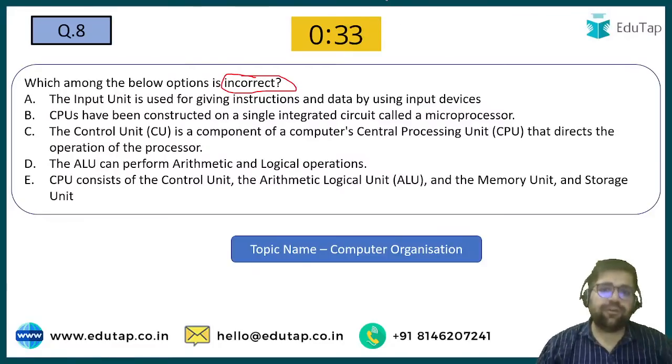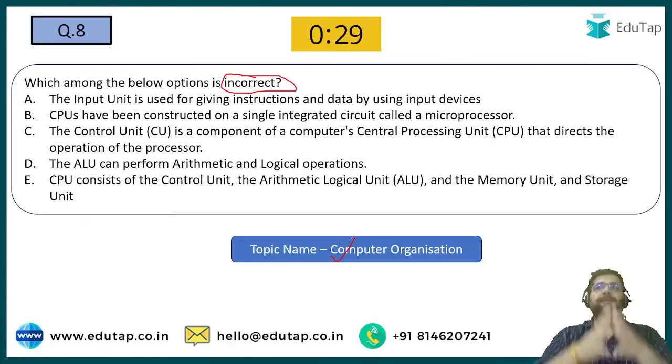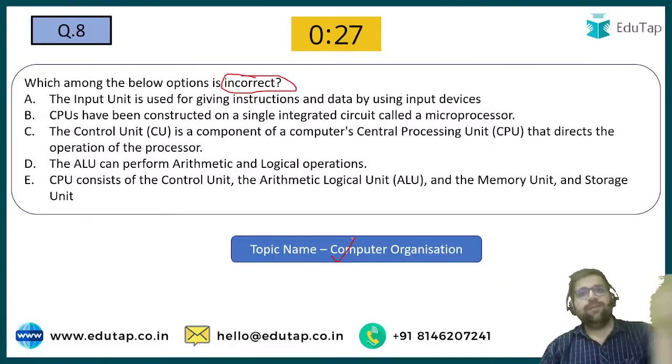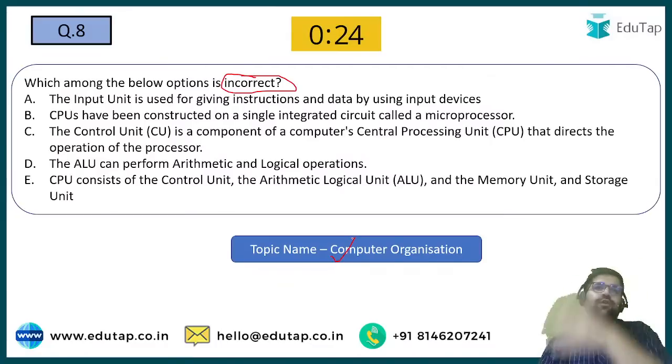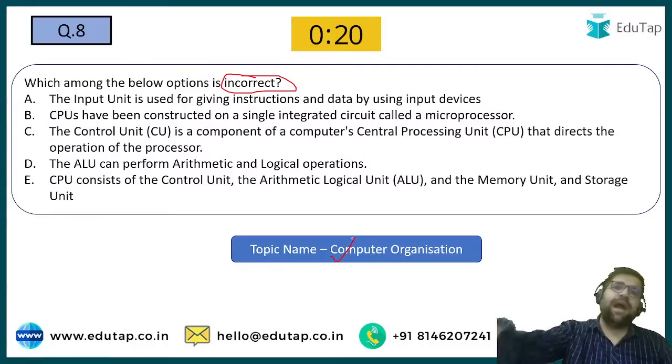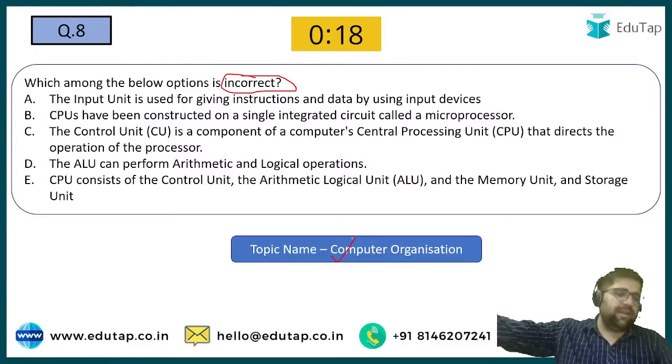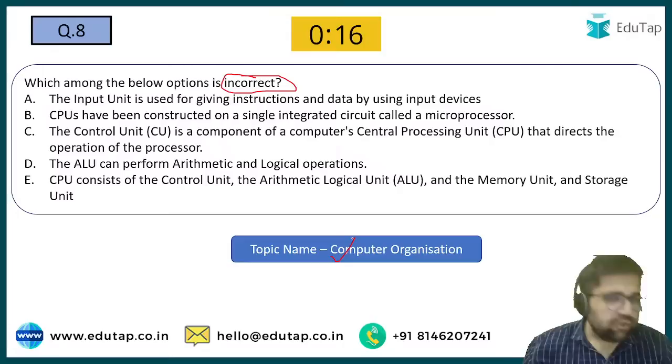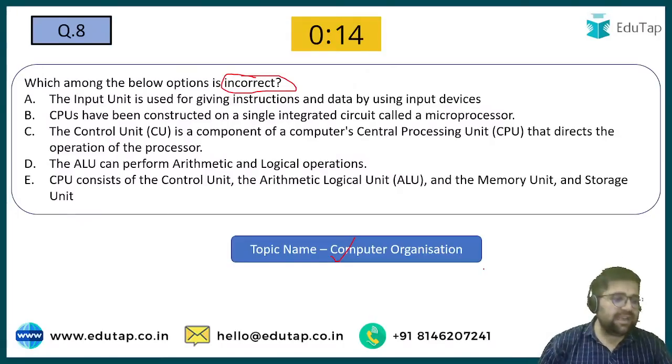Now, this is taken from your computer organization. Computer organization means how your computer layout is defined. First, input will come in the form of data. It will go into storage. Storage will be connected to the CPU. Then your CPU will send it back to storage, and then that storage will give out the output. Question number 8, which of the following is incorrect?